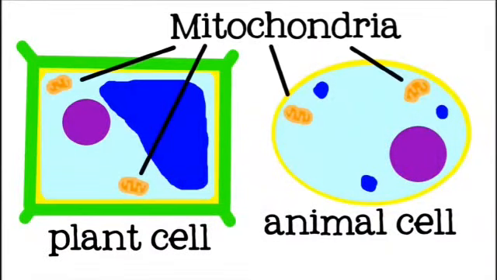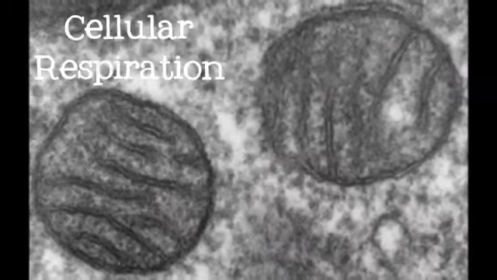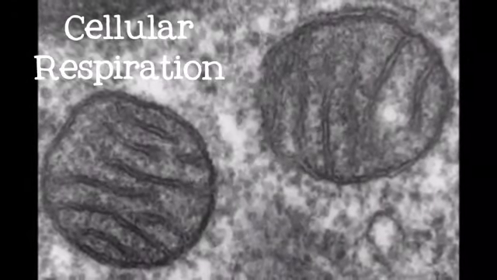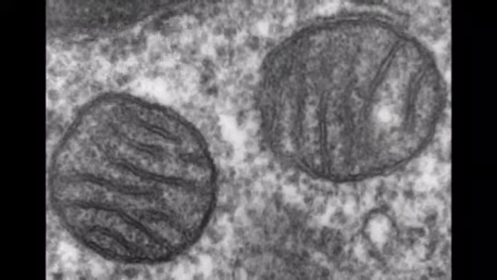Mitochondria, known as the powerhouse of the cell, take the food and convert it into energy in the form of ATP. This energy is used by the rest of the cell. The process of breakdown of sugar in the presence of oxygen inside the cell is called cellular respiration.